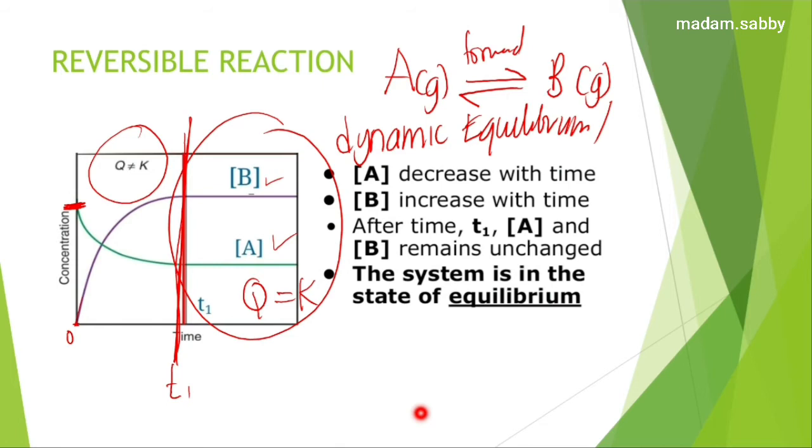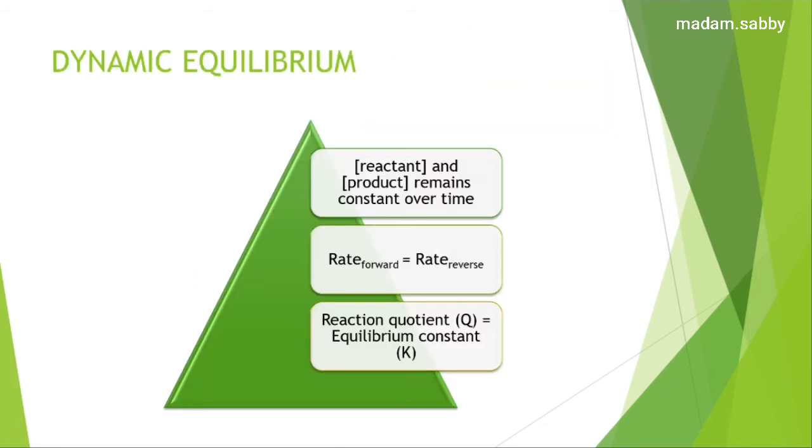So what is a dynamic equilibrium? For a system to establish a dynamic equilibrium, it must obey these three criteria. The first one: the concentrations of both reactants and products remain constant over time. Secondly, the rate of the forward and reverse reactions is equal. And thirdly, the reaction quotient is equal to the equilibrium constant.